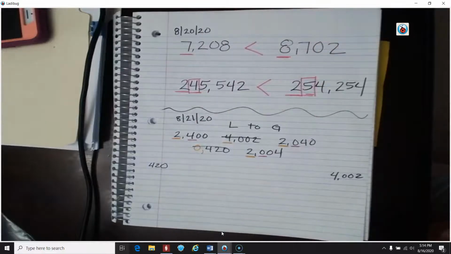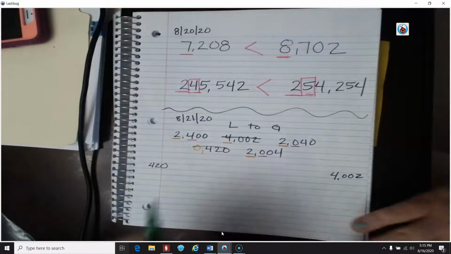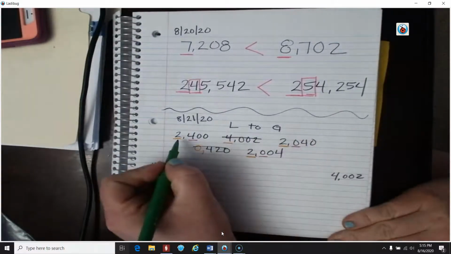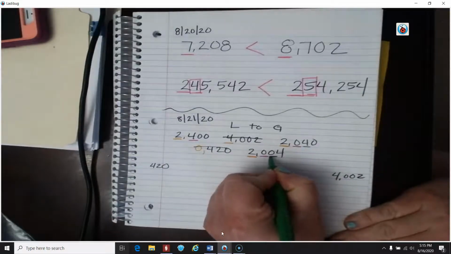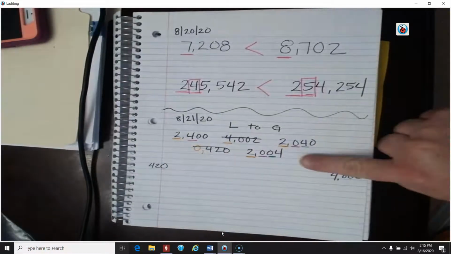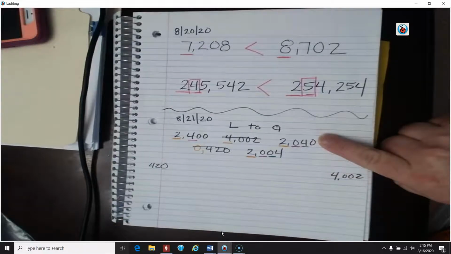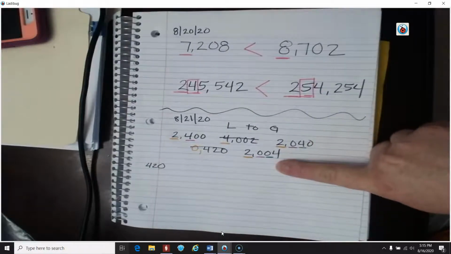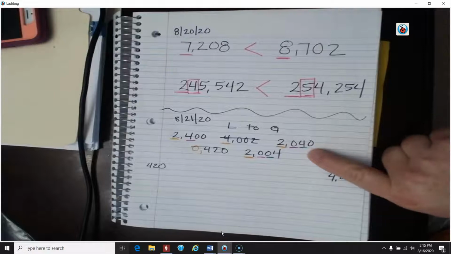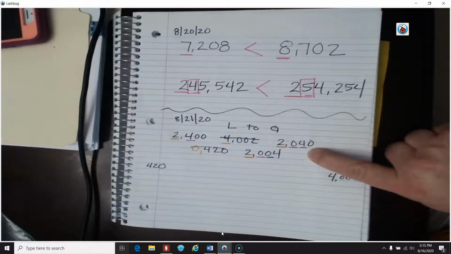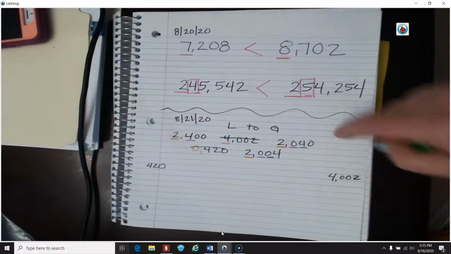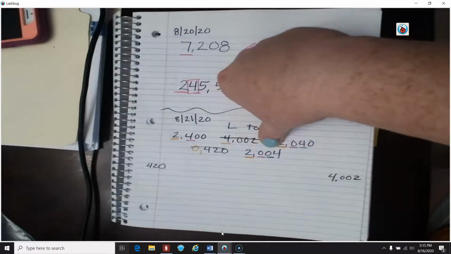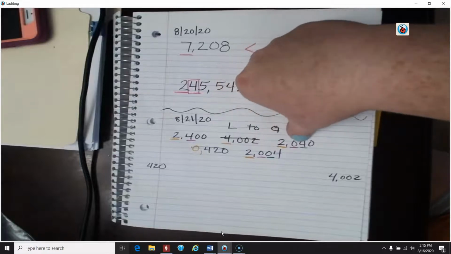Now I need to go to even the next place. So I'm going to go to the tens place now. So we're ignoring this guy for a minute. So right here I have a 4 in the tens and a 0 in the tens. So if I'm just comparing these 2 numbers, that 0 in the tens place is smaller than this 4 in the tens place. So I know that this number is smaller than this number. So 2004 is less than 2040.